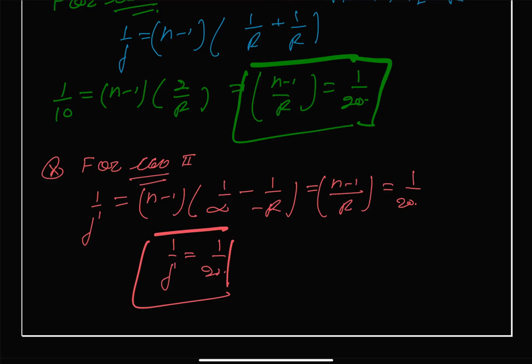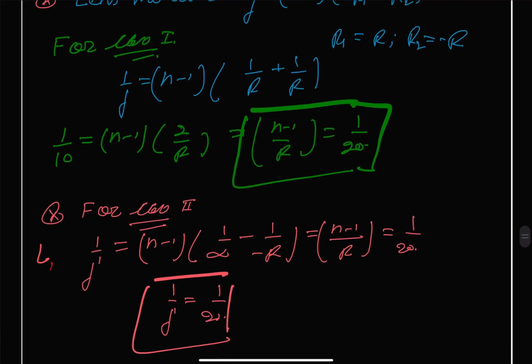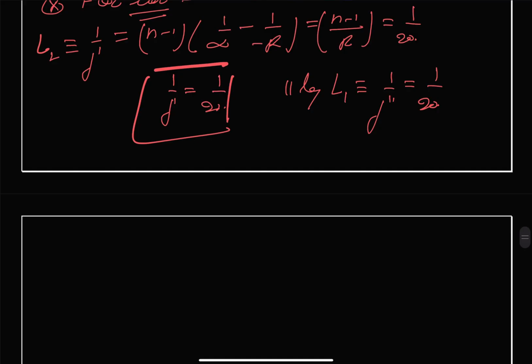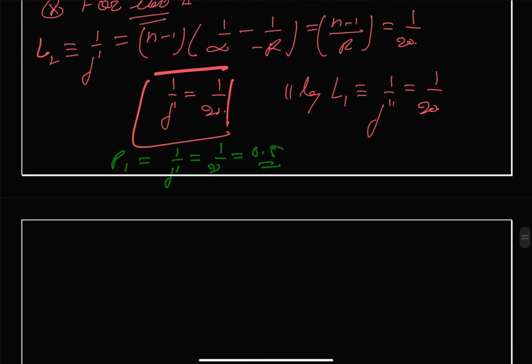Let us suppose this is for L2. Similarly for our L1 we are going to have the same, let us suppose f double prime is equal to 1 upon 20. And from here we can write that P1 will be equal to 1 upon f prime, that is equal to 1 upon 20. Power of each lens, okay, we have to find out the power of each lens, not combined. So the power of each lens will be equal to 0.5.